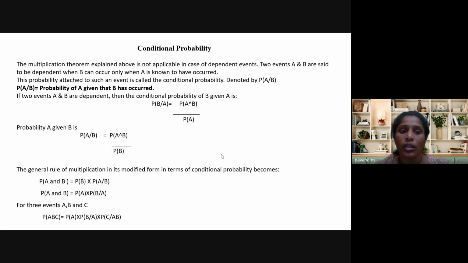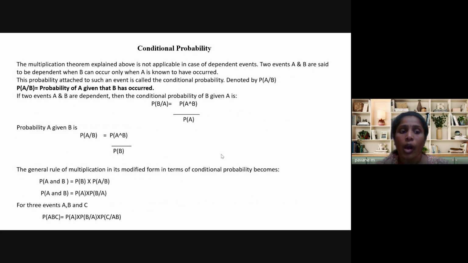So you just see the explanation. The multiplication theorem explained above is not applicable in case of dependent events, because that problem is related to independent events. Two events A and B are said to be dependent events when B can occur only when A is known to have occurred. That means B can happen when A has already happened. That means these two events are dependent. For this type of situation we are using conditional probability.